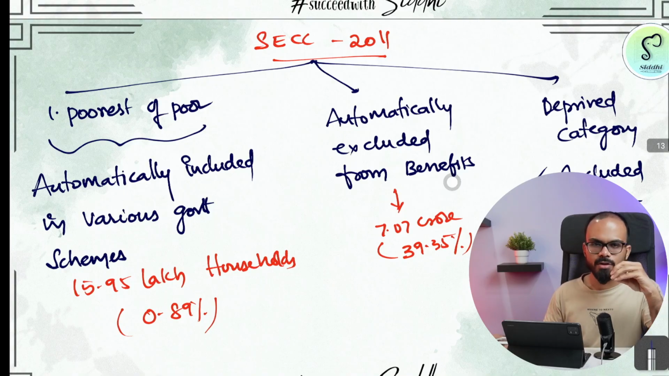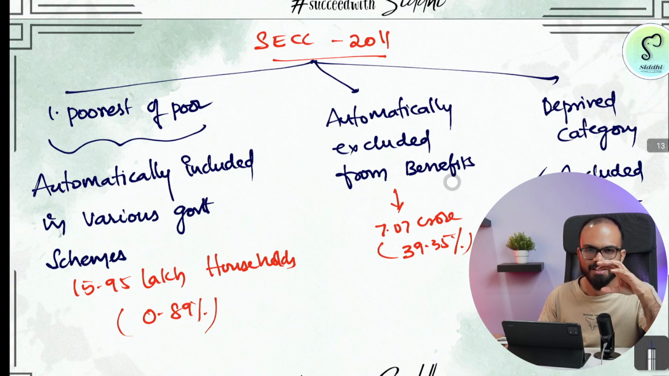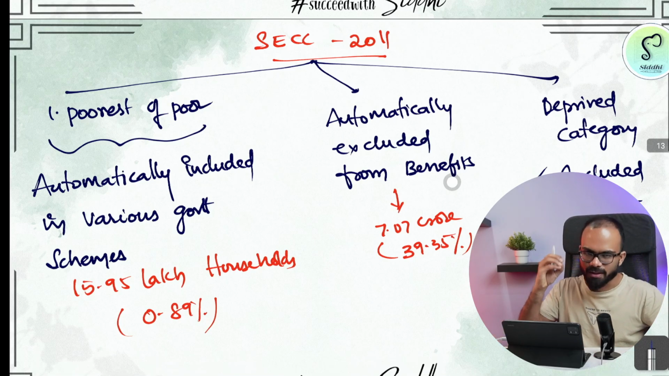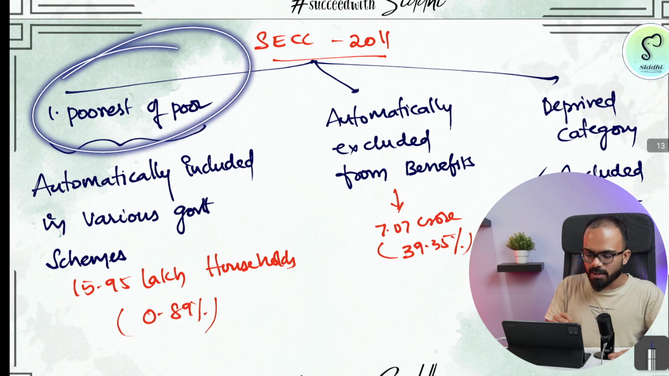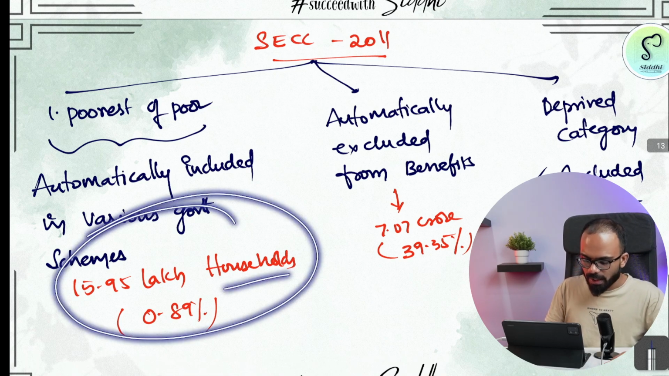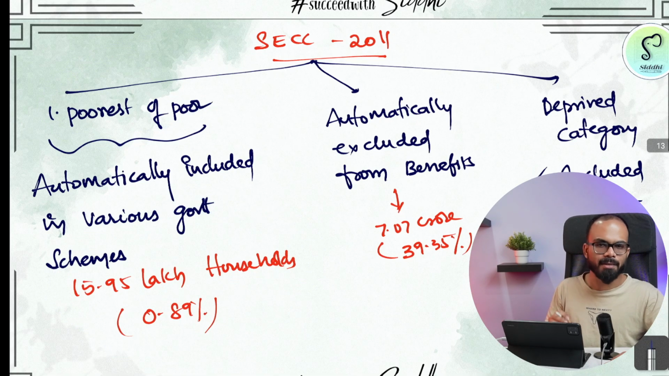This data is used to identify a lot of beneficiaries, and after the complete and comprehensive SECC, the data has been divided into three different sets. People are categorized into three different groups. The first group is people who are considered automatically eligible for all government schemes. Those people are considered to be the poorest of the poor, and they are automatically included in all kinds of government schemes. They need not apply separately. There are 15.95 lakh households who belong to this category in India, which comes up to 0.89% of the entire dataset.